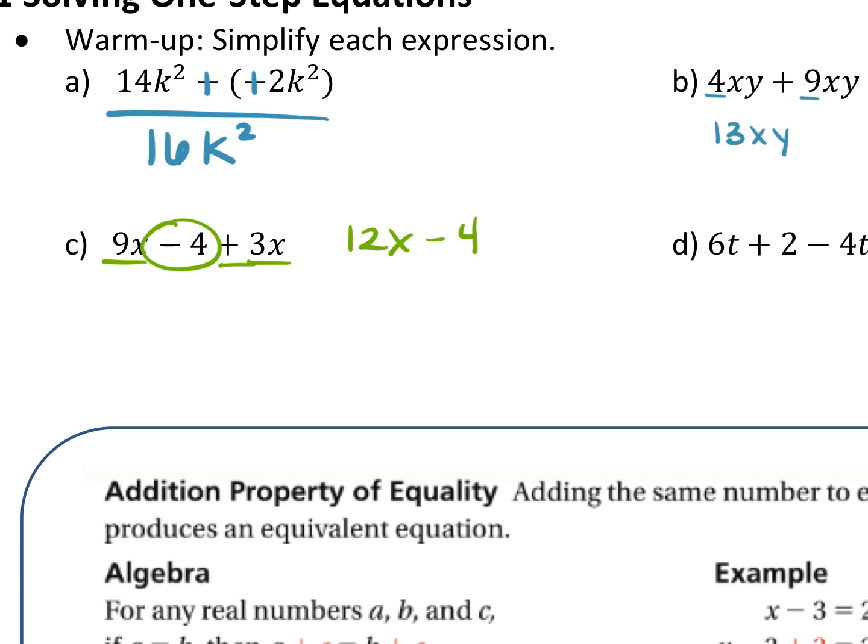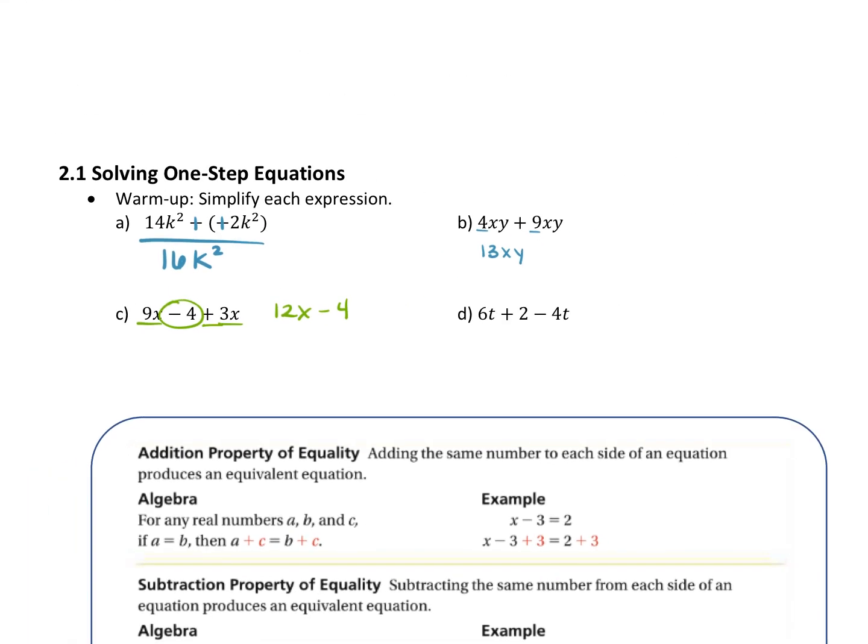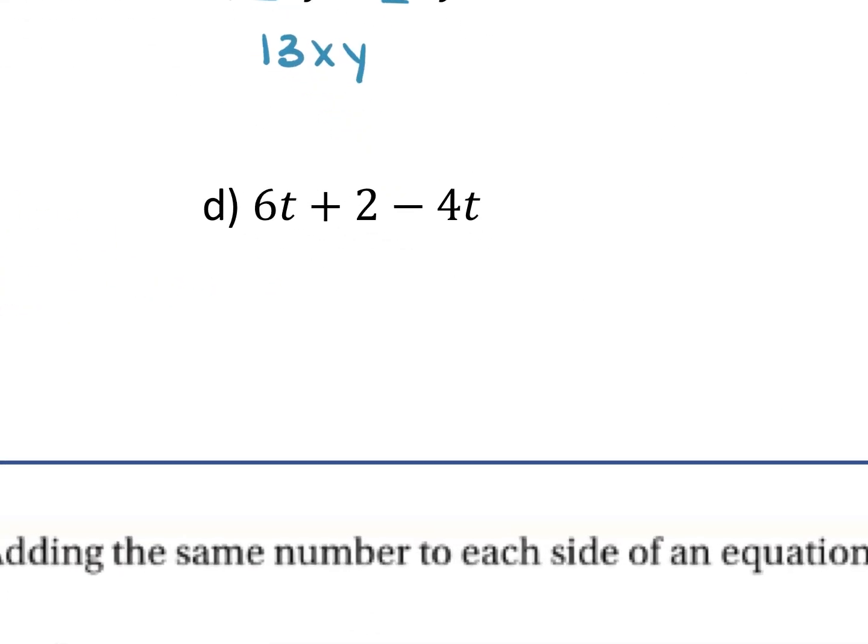You cannot combine them because they're not like terms, right? One has the x, one doesn't. Can't combine them. Okay, this one. 2t plus 2. Right, you're subtracting, okay? It's not plus, it's 6t minus 4t. So 2t plus 2.